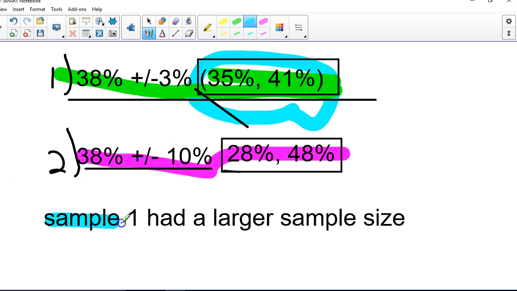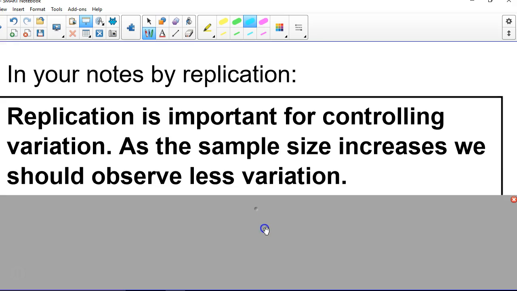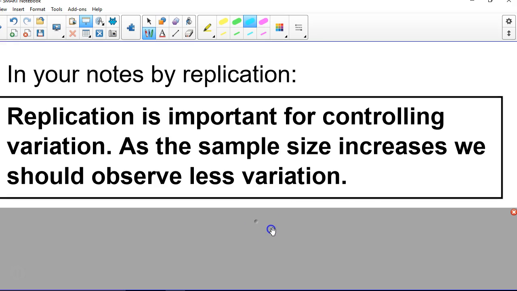So what can we say? Sample 1 had a larger sample size. What I wanted you then to put in your notes is, why do we want a larger sample size? Sample size is dealing with replication. Replication is important for controlling variation, that variability piece. As the sample size increases, we should observe less variation.